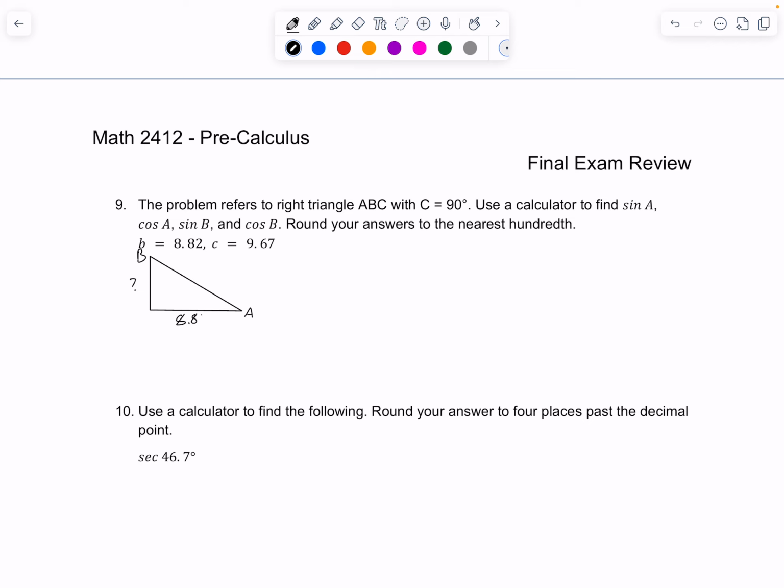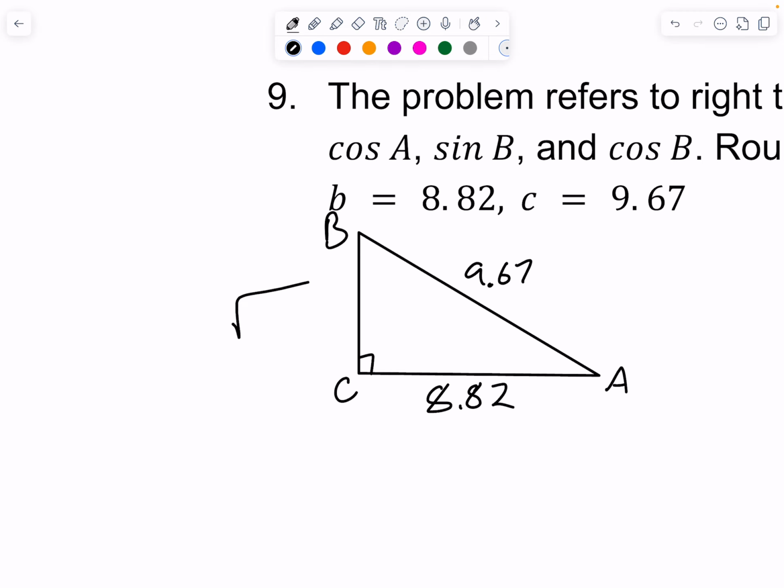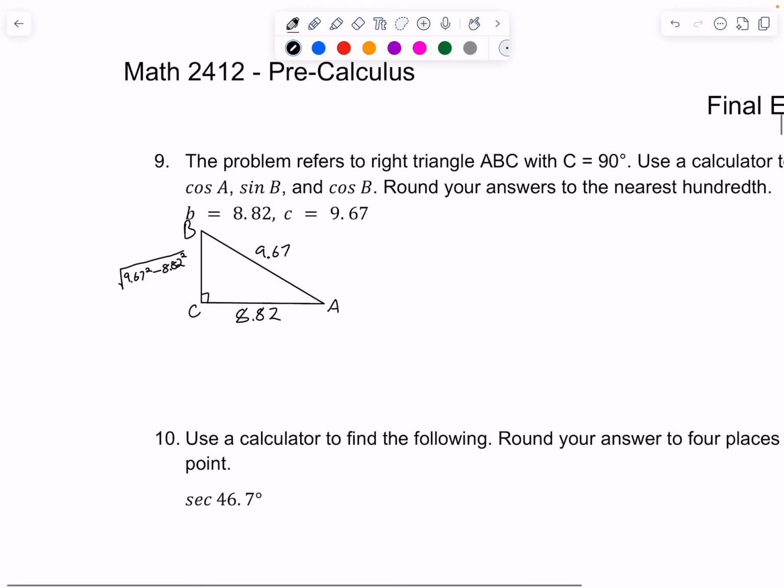B is 8.82 and C is 9.67. So that means A should be the square root of 9.67 squared minus 8.82 squared. I'm going to give myself just a little more space on that one. That is what I can put into my calculator. So that means the sine of A is going to be opposite, which is root 9.67 squared minus 8.82 squared, divided by the hypotenuse, which is 9.67. And that I'm going to put in a calculator.